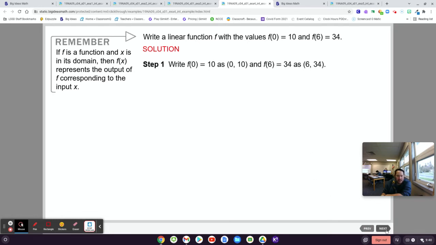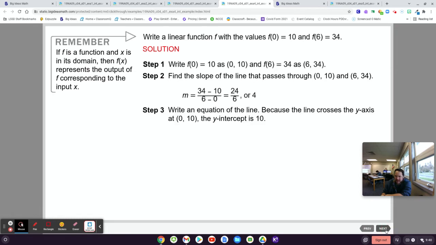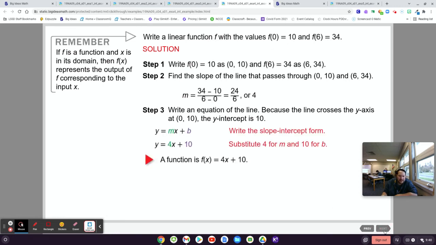So I'm just going to click through for sake of time of this video. You can use the formula to find the slope, or kind of picture what's happening in your head, and you'll find the slope is 4. The y-intercept is 10 because it tells you that it's 0, 10. And so y equals 4x plus 10.